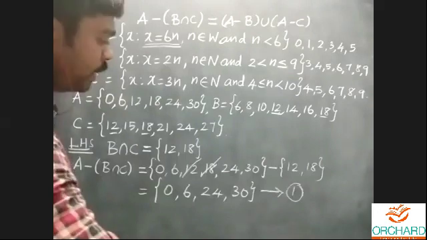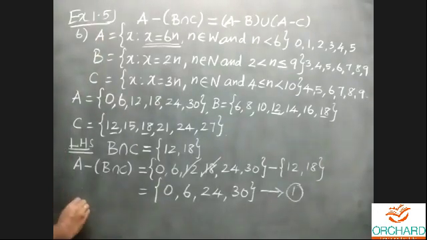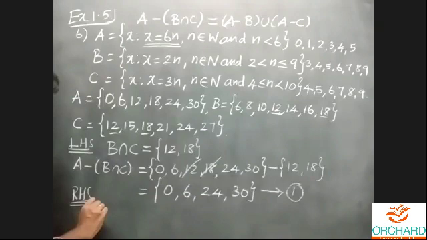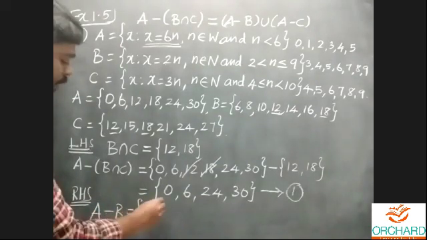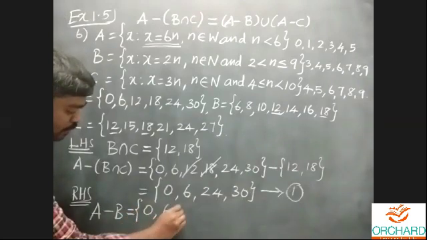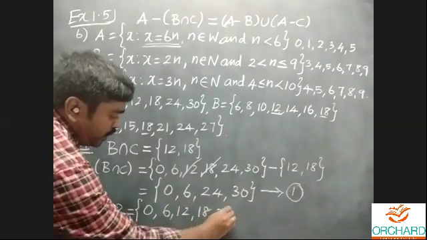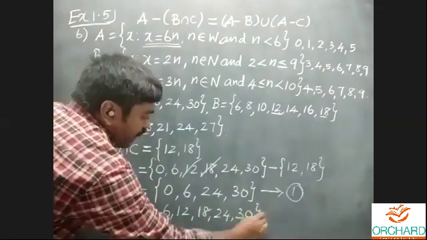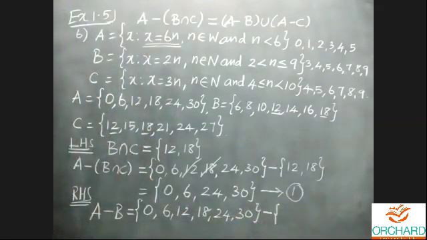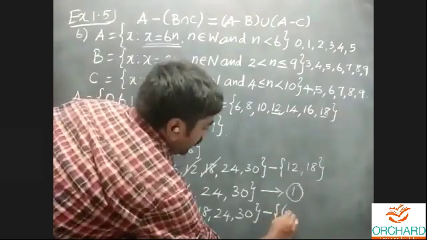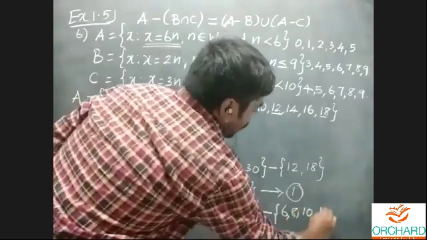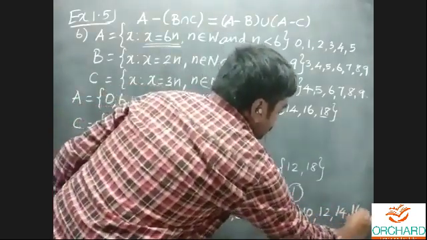Now I'll move on to my right hand side. For the right hand side, first one is A difference B. What is A difference B? Write down the elements of set A first: 0, 6, 12, 18, 24, 30. Difference set B. What are the elements of set B? 6, 8, 10, 12, 14, 16, 18.